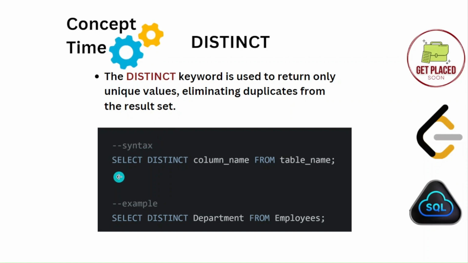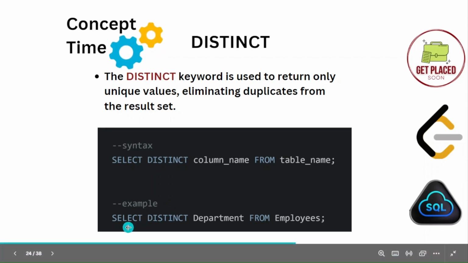Now let's see the syntax. The syntax is SELECT DISTINCT, and you mention the column name, FROM table name. When you mention the column name from a table name and you mention the keyword DISTINCT, this DISTINCT goes to each and every row present in this column and checks for the duplicate value. If it is a duplicate, it will remove one entry of that. Now let's see an example.